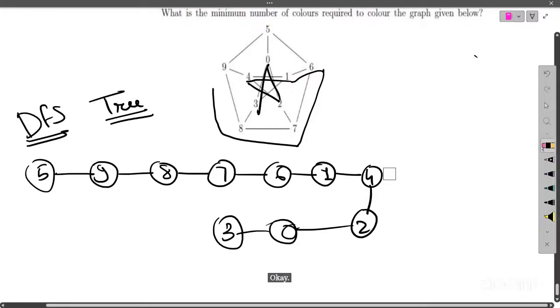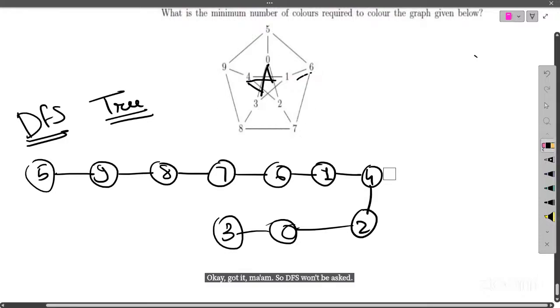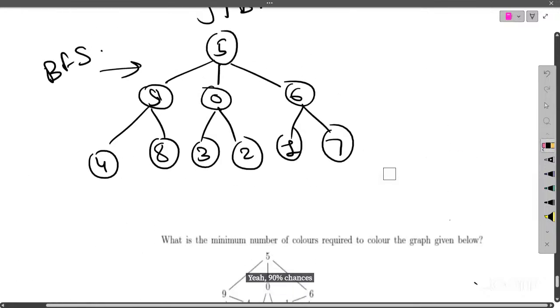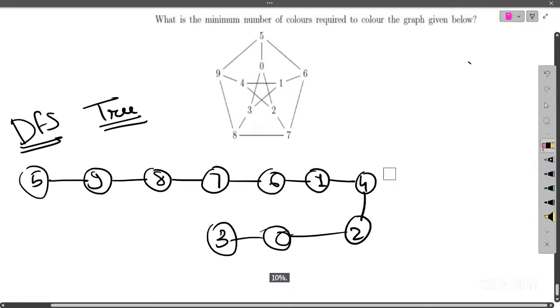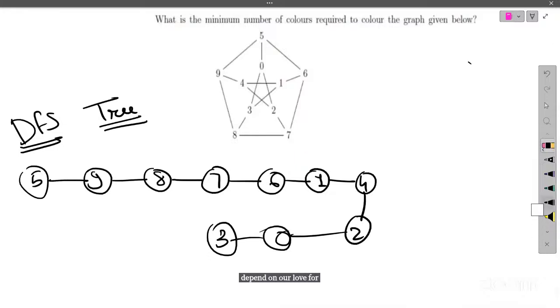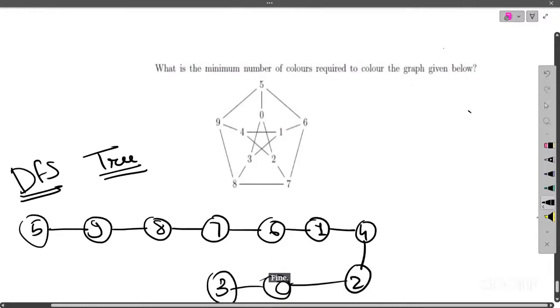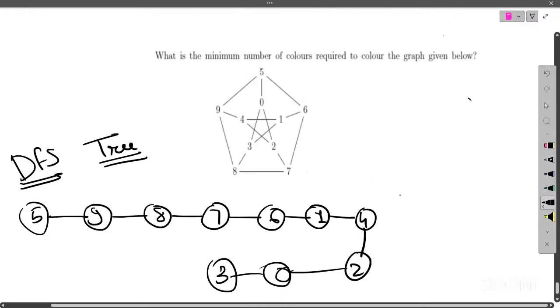Okay, got it, ma'am. So DFS won't be asked. Thank you. Yeah, 90% chances it won't be asked. 10% depends on our luck. Ma'am, don't you make the question paper? No, I guess.